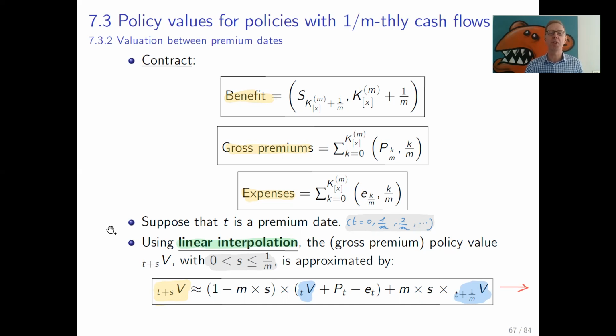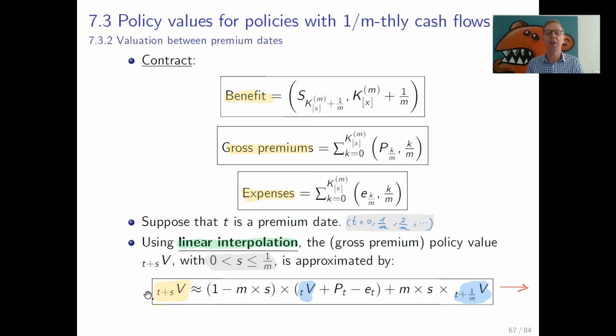Let us now suppose that t is a premium date. We are at the premium date t. So we are at time 0 or 1/12, 2/12, and so on. And now we want to calculate the policy value at time t plus s, so V_{t+s}, with s between 0 and 1/m. So what does that mean? t plus s is a time between two premium payment dates. t was a premium date. The next premium date is t plus 1/m, but we want to calculate the policy value at a time in between.